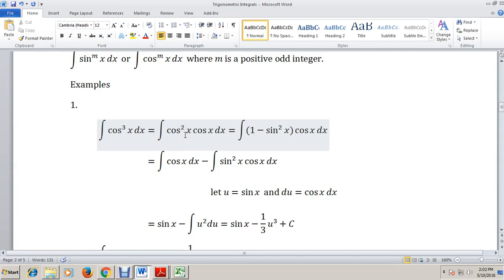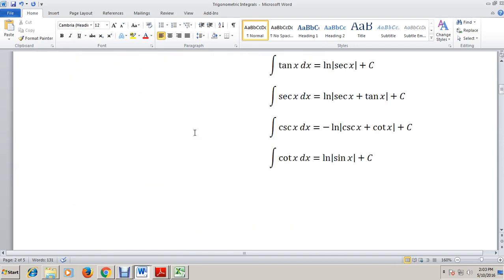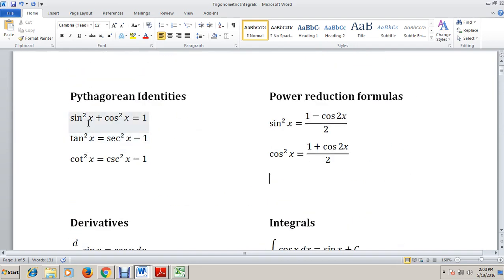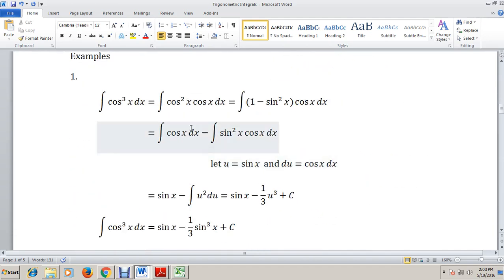Now, from the factors of cosine cube, we have cosine square x and cosine x. Next step to do is to replace your cosine square x by one of the trigonometric identities that is presented here. Obviously, we can solve for cosine square x by transposing sine square x to the other side, the side of 1. So cosine square x becomes 1 minus sine square x. Replacing cosine square x in the integrand, we have 1 minus sine square x multiplied by cosine x dx. From here, we will be having two terms, distributing the cosine x dx to both 1 and negative sine square x.